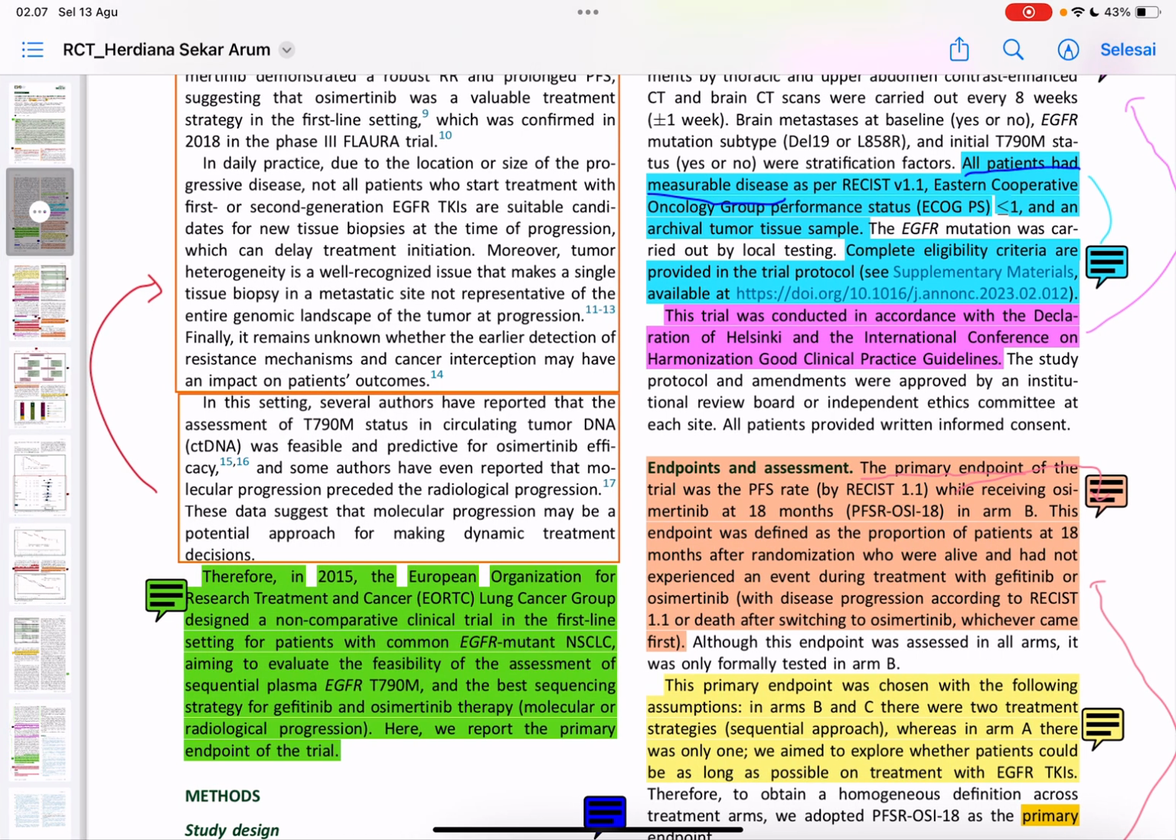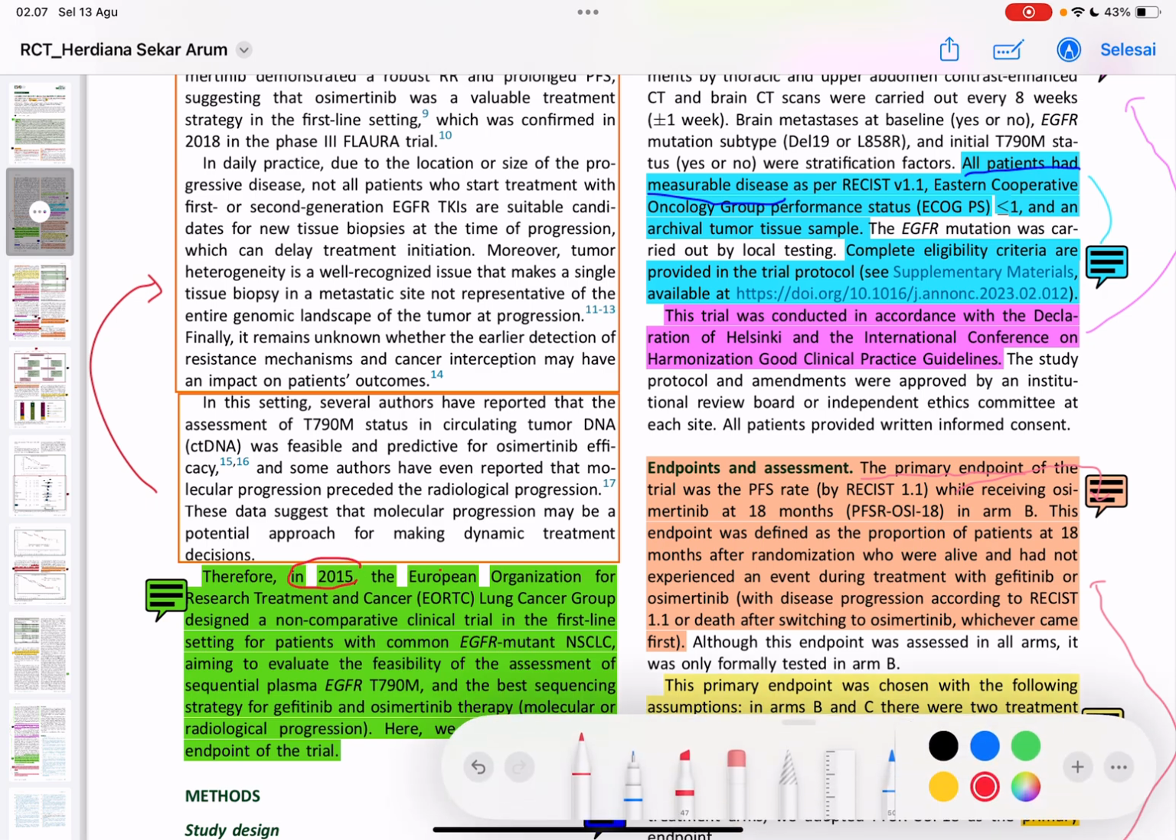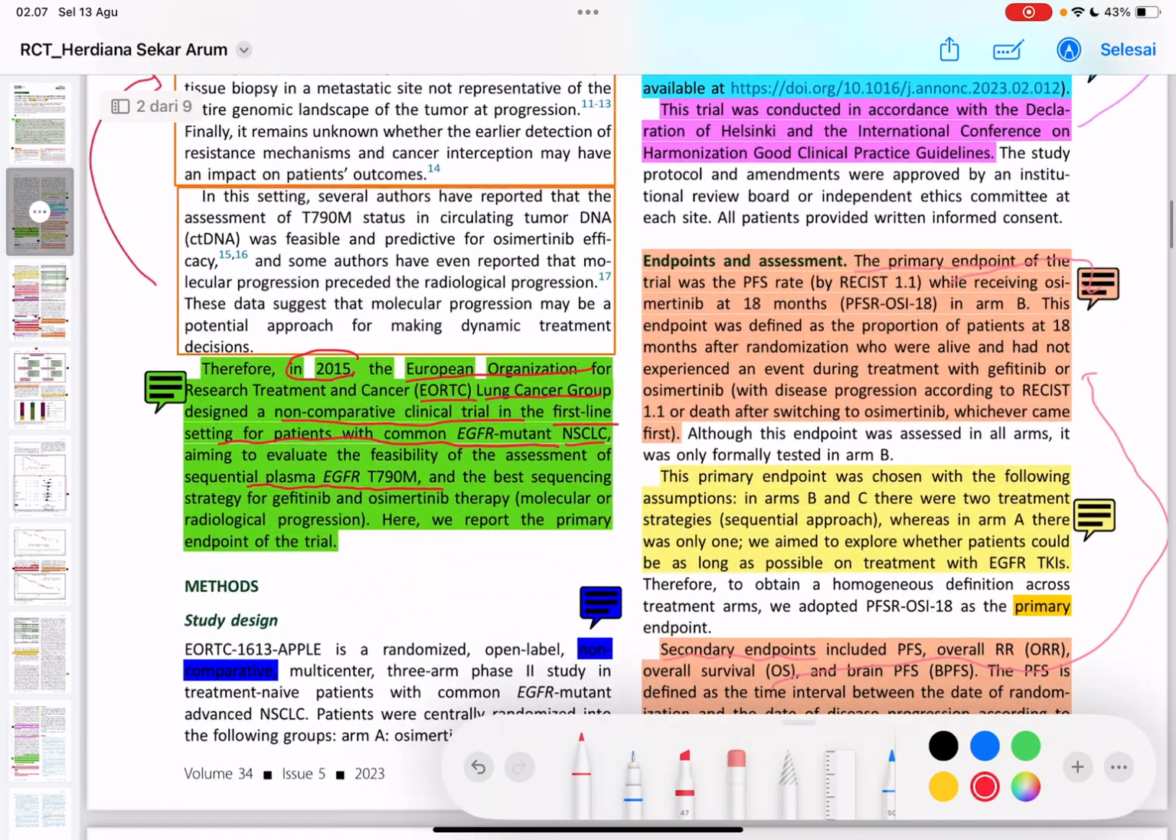In here, there is a specific objective. Therefore, in 2015, the European Organisation for Research and Treatment of Cancer, EORTC, lung cancer group designed a non-comparative clinical trial in the first line setting for patients with common EGFR mutant NSCLC and sequential plasma EGFR T790M. Next, we want to see methods.